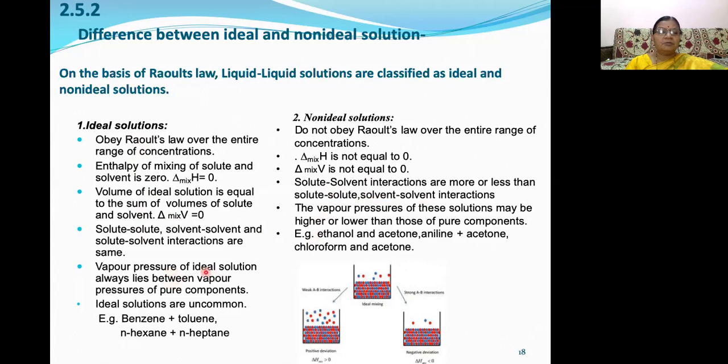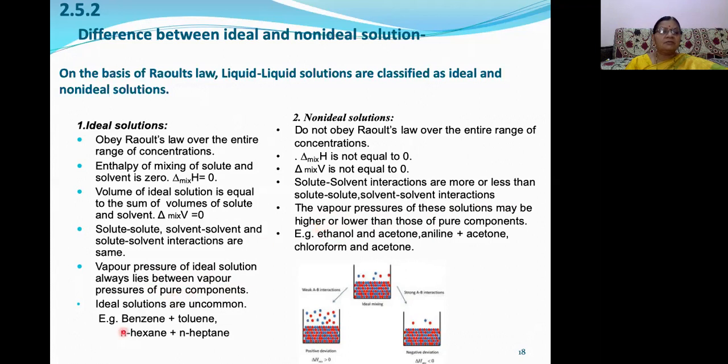Now about the vapor pressure of ideal solution, when the two components are mixed to form the ideal solution, the resulting solution has the vapor pressure that lies between the vapor pressure of pure components. In case of non-ideal solution, what about the vapor pressure of resulting solution? It may be either higher or lower than those of pure components. And depending upon this condition, the non-ideal solutions show the positive deviation or negative deviation from the Raoult's law.